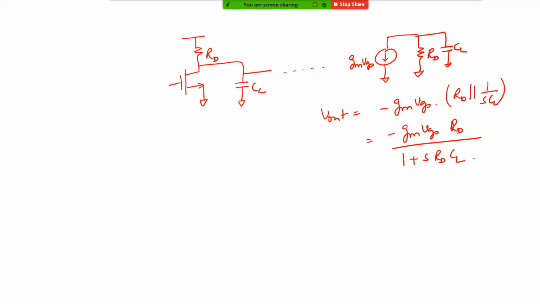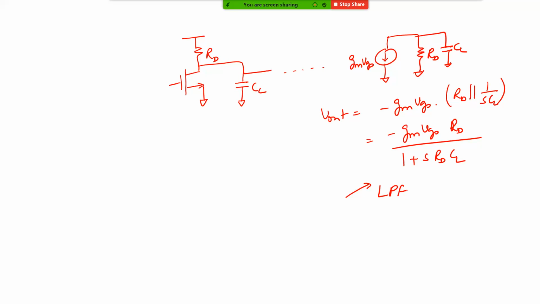So this is a typical low pass filter response. You have a pole at 1 by RD CL, and a single pole system. This is obviously a low pass network. As frequency goes up, the gain is going to come down. So any amplifier is basically a low pass network, if you don't use inductors.